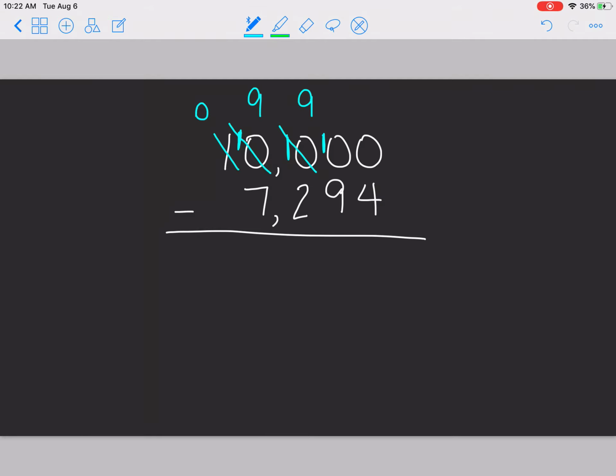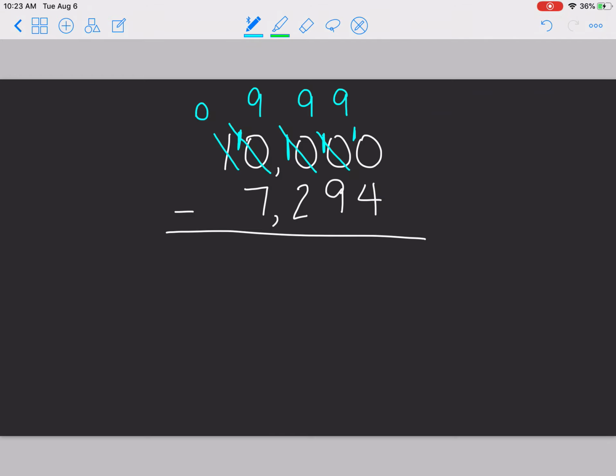So again, I'm still not down to my ones place yet. Do I have a group of 10 that I can give to the ones place? And I do. So again, this becomes a 9. So there's 90. And then the 0 becomes a 10 because I just gave one group of 10 to the ones place. So now I have 10.